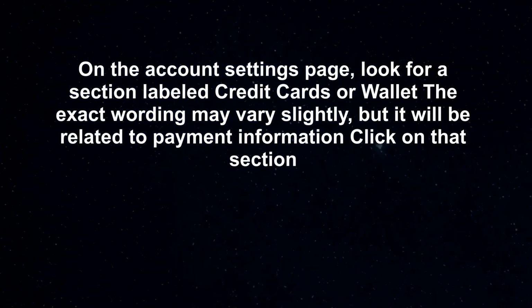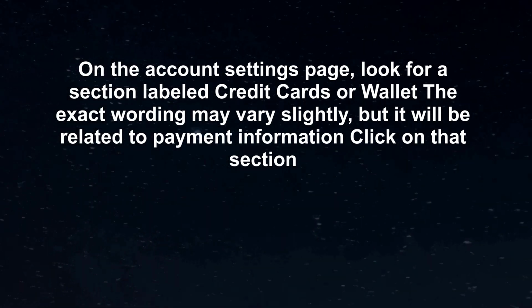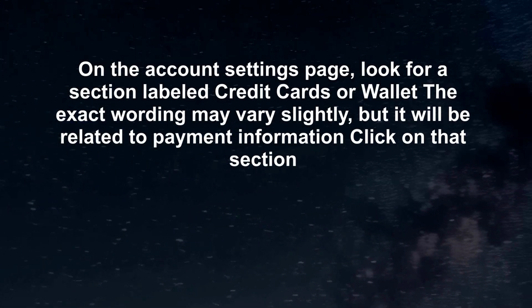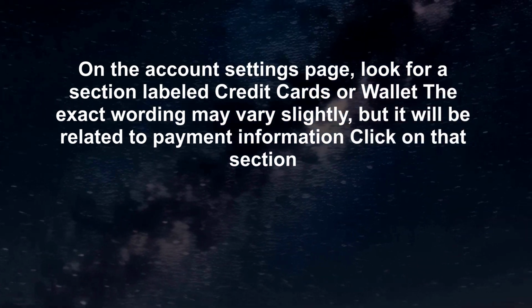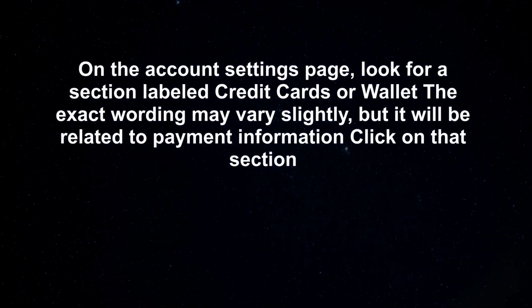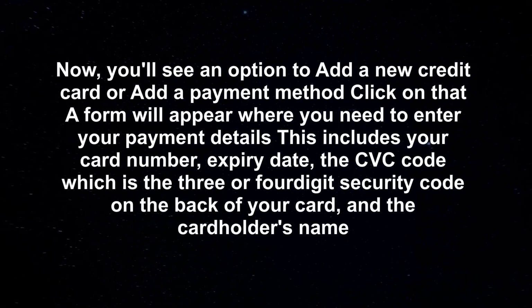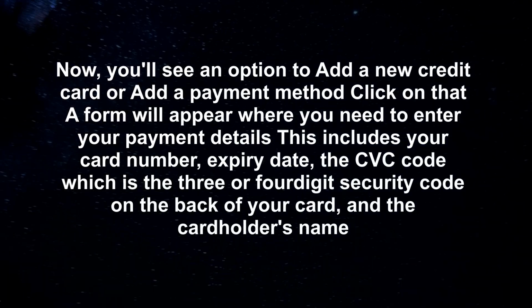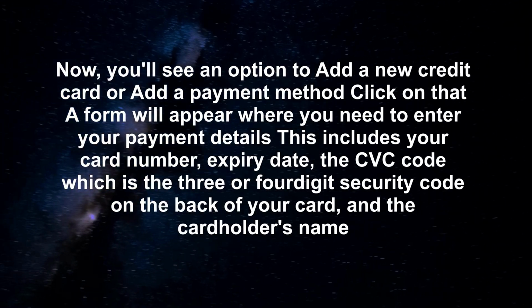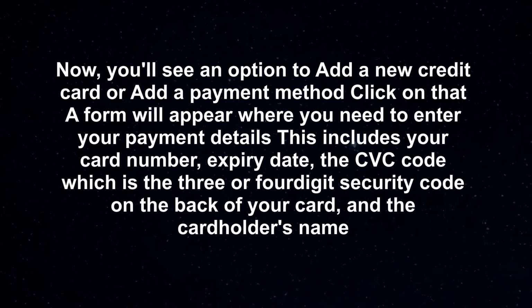On the Account Settings page, look for a section labeled Credit Cards or Wallet. The exact wording may vary slightly, but it will be related to payment information. Click on that section. Now, you'll see an option to add a new credit card or add a payment method. Click on that. A form will appear where you need to enter your payment details.